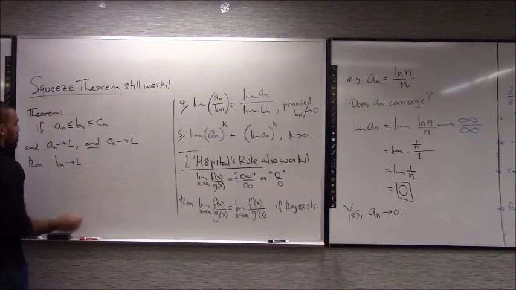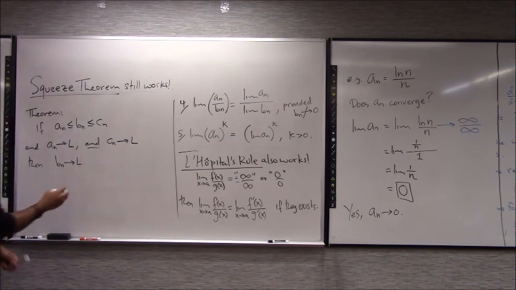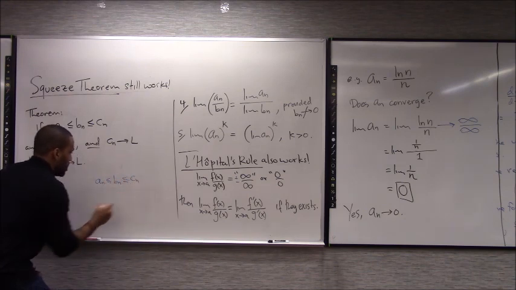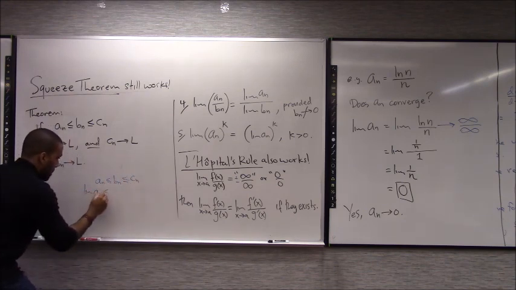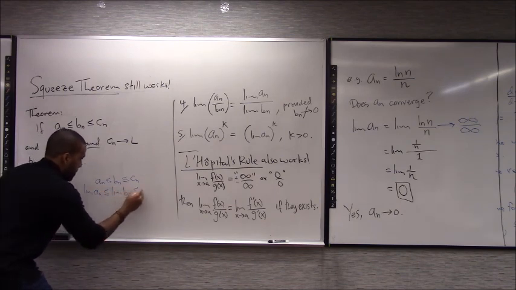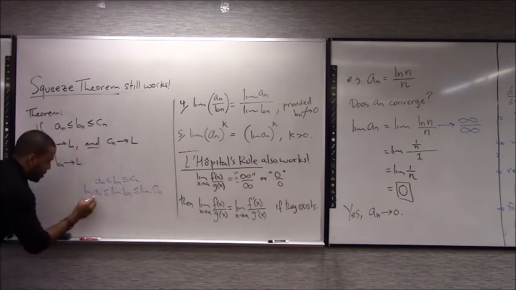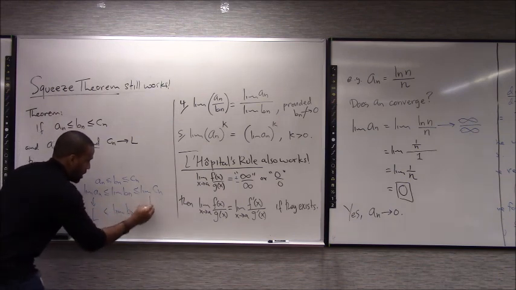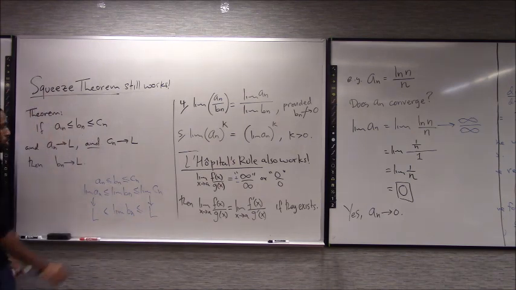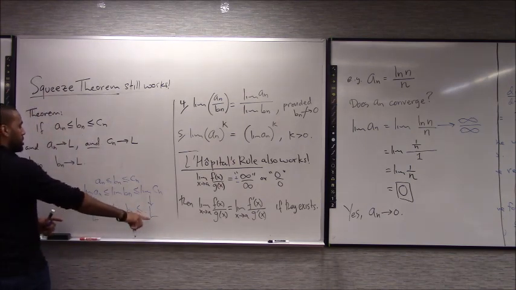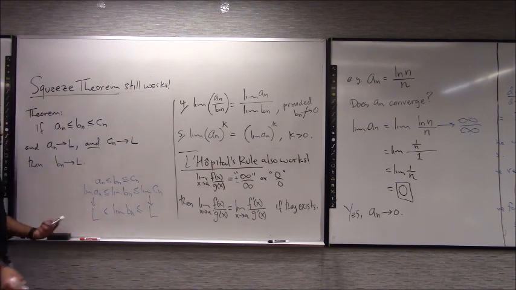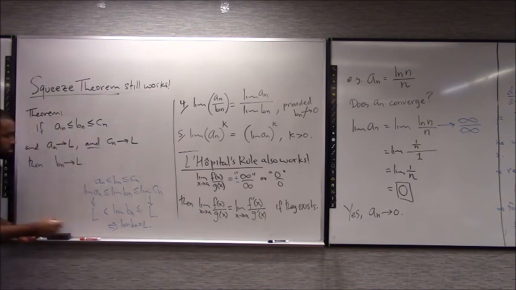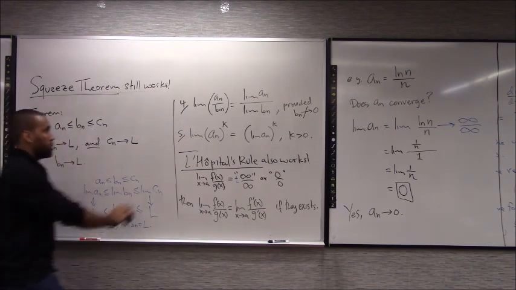converge to L. So the idea is, if you have a_n less than or equal to b_n less than or equal to c_n, you can take the limits of everybody. This guy becomes L. That guy becomes L. And so the limit of b_n is less than or equal to L, and at the same time greater than or equal to L, which means it has to be L. So the squeeze theorem is still a thing.